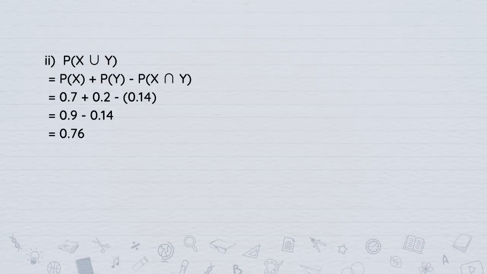Next, we are looking for the probability of x union y. So we use the addition rule for probability. This equals P of x plus P of y minus P of x and y. Now, we substitute the probability of x, 0.7, plus the probability of y, 0.2, minus the probability of x and y that we found before, which is 0.14, equals 0.76.